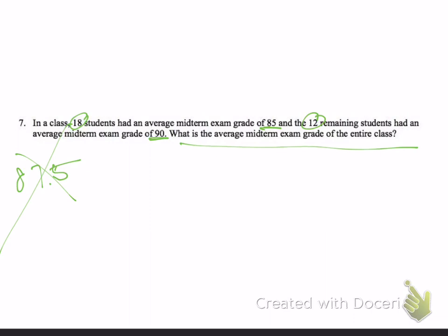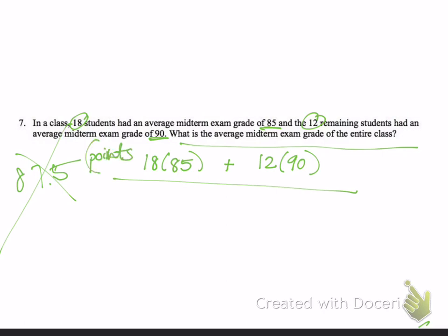So a way to find that would be the total number of points divided by the number of students. To find the total number of points, I'm going to take 18 times 85 plus 12 times 90, and that gives me total points. Out of 30 people, if I added all of their points together, they had 2,600 points. And then I'm going to divide that by the number of people. How many people total? 30. When you type that in your calculator, what do you end up getting? 87, which is closer to 85 than it is to 90.